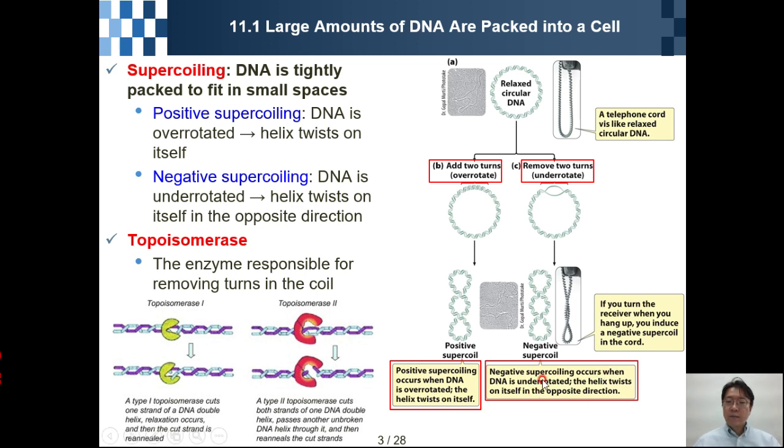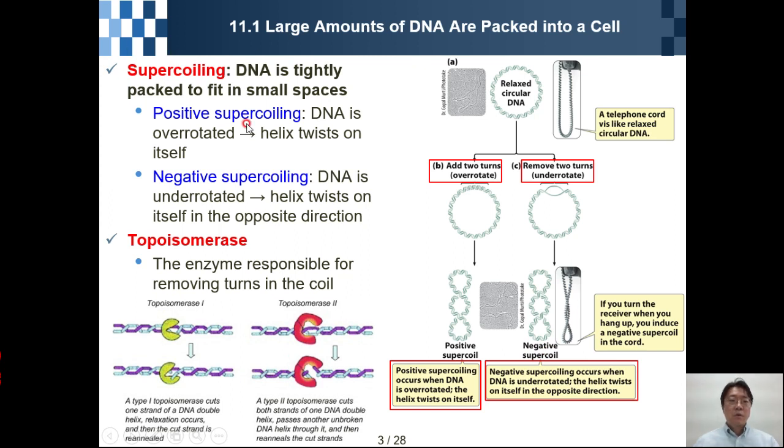Negative supercoiling occurs when DNA is under-rotated, and in this case the helix is also twisted on itself, in the opposite direction. For example, positive supercoiling will induce a right-handed twist. And in negative supercoiling, it also makes supercoiling, but it will be left-handed supercoiling. Okay, so this is supercoiling.